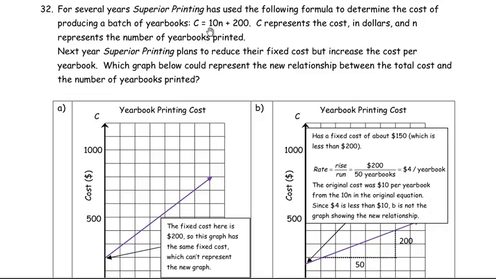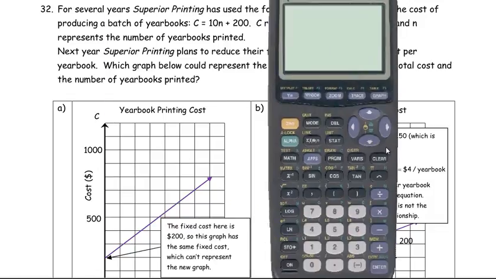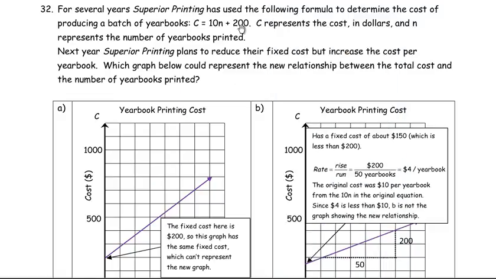So if we take a look at this formula, the 200 is the fixed cost. This is a partial variation, since the 200 is just added on the end here, that's the fixed amount. The 10 from the 10N, that's the cost per yearbook. For example, if I were to find the cost for 75 yearbooks, I would go 10 times 75, substituting 75 in place of N, and then calculate that plus the 200. So it would cost about $950. So the 200 is a fixed cost, the 10 is the rate or cost per yearbook.